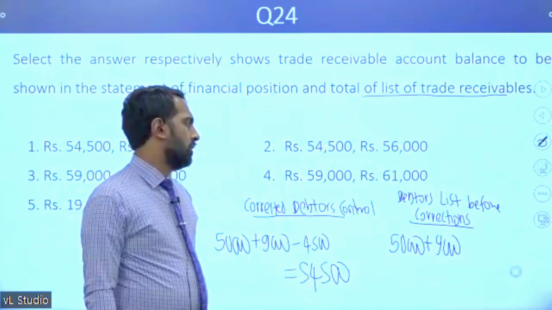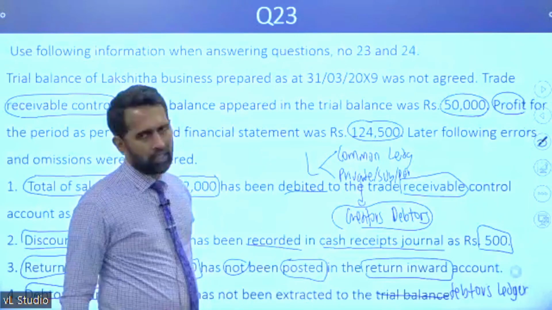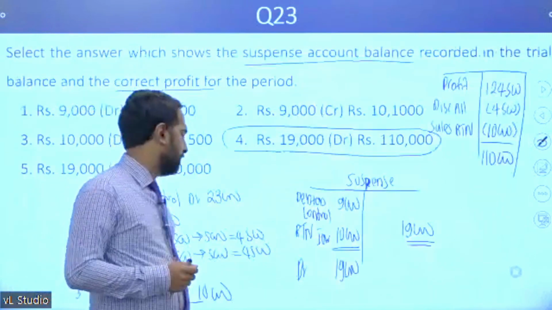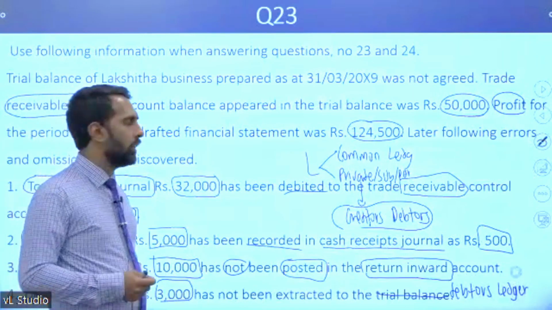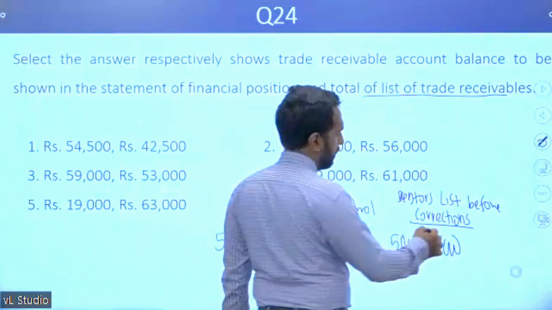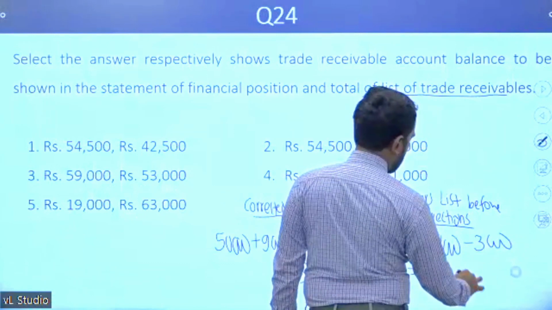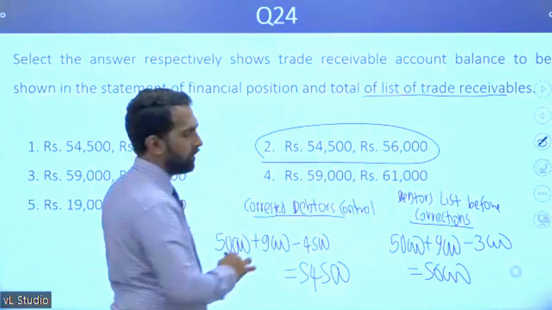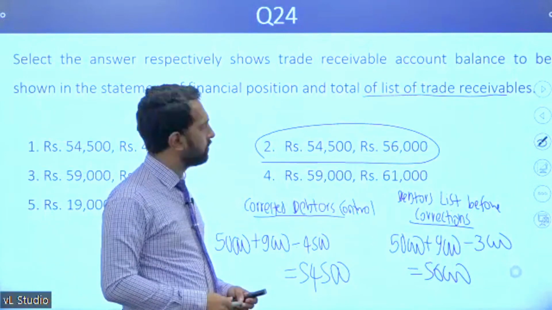Return inwards, the third adjustment, is not impacting the debtors. It's only impacting the return inwards account. Finally, what they're saying is a debtors balance of 3,000 has not been taken to the debtors ledger. So even though the balance is 59,000, 3,000 they have missed, so that we have to deduct. So the uncorrected debtors ledger is 56,000. So again, number 2 is the correct answer.